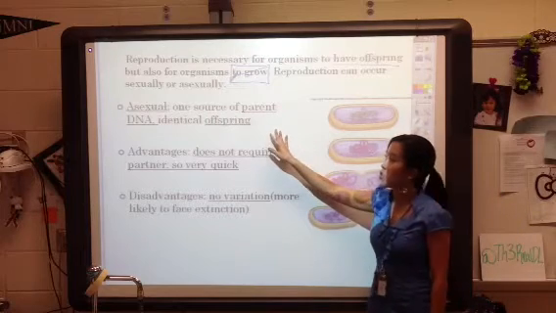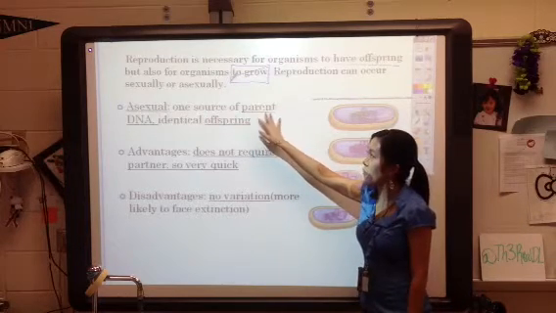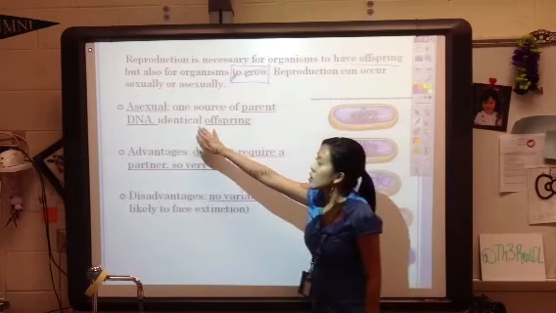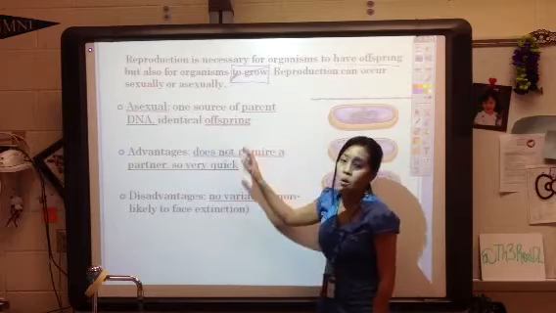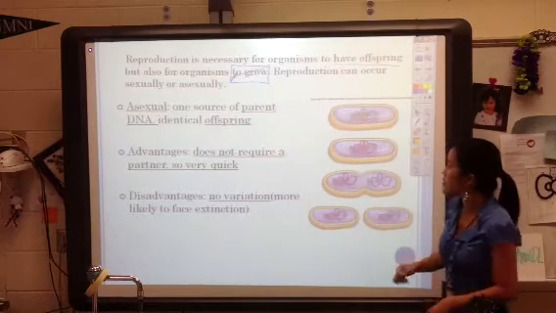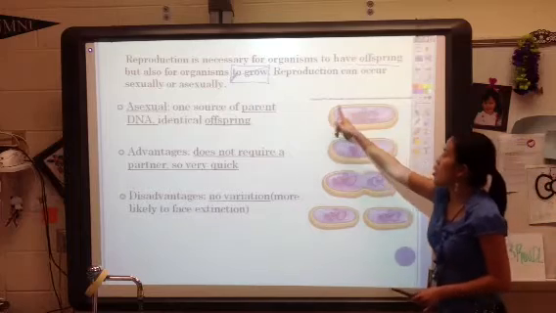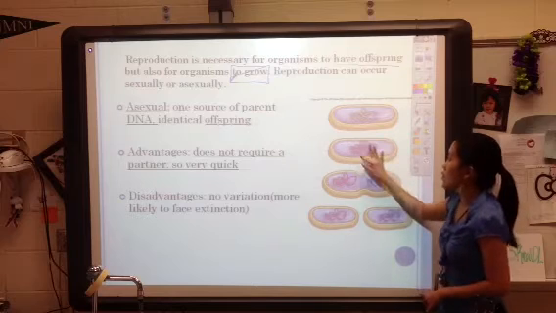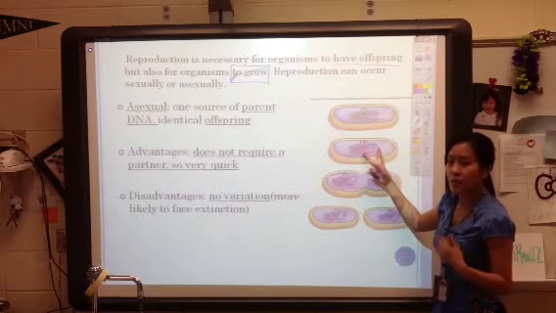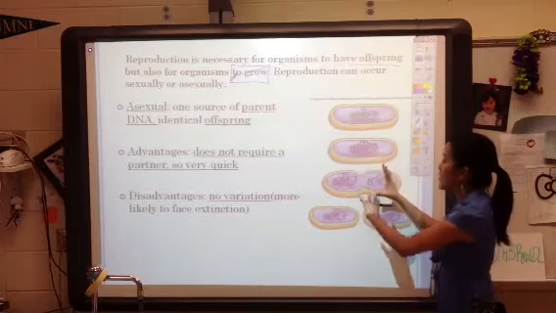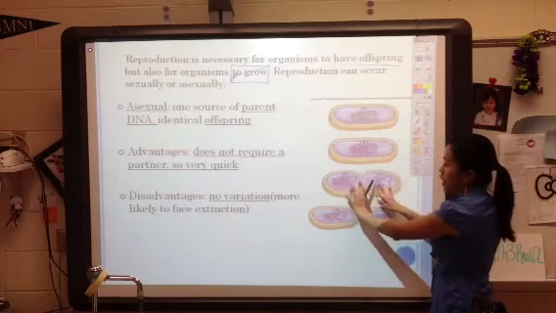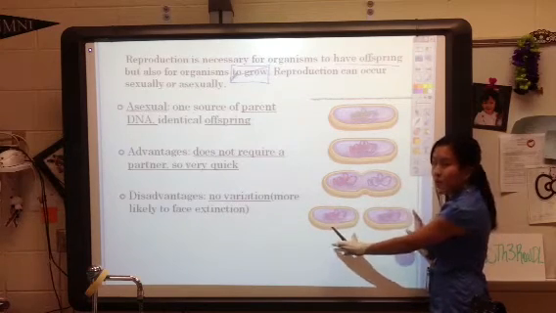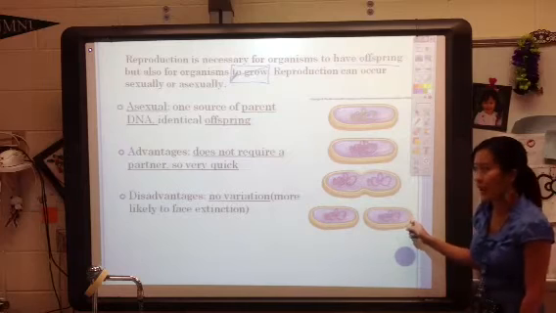In asexual reproduction, you only have one source of parent DNA, so DNA is only coming from one place, and you actually end up producing identical offspring, or identical cells. If you look at this picture right here, we can see there's one cell with its green DNA. Eventually this cell will replicate its DNA, and we'll talk about how that happens later on. Then the cell stretches out, those two copies of the DNA also separate, and we eventually become two separate cells, but with the same exact DNA.